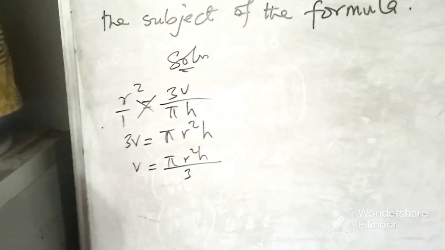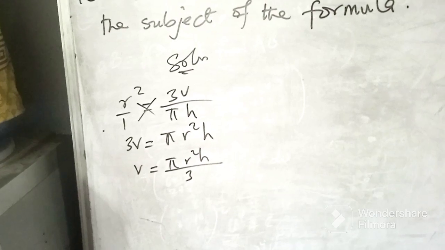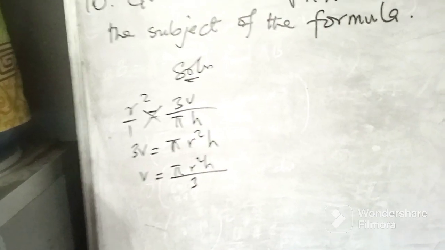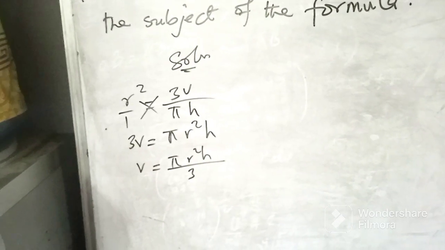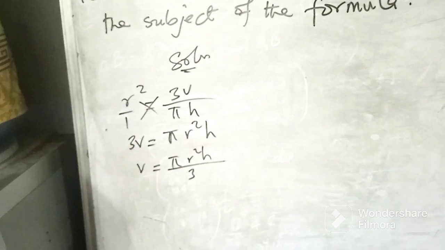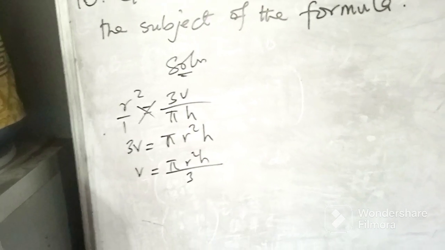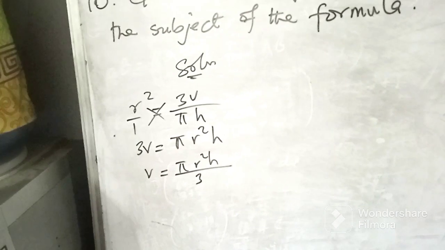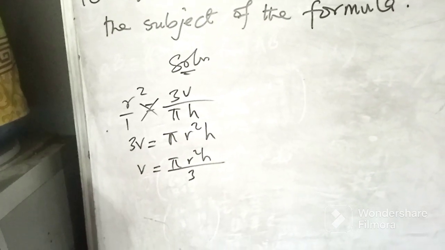Then the locus of a point equidistant from two given points is the perpendicular bisector of the line joining the 2 points.